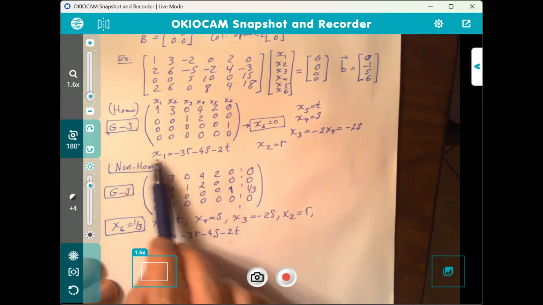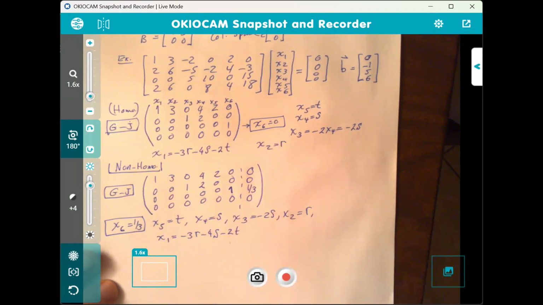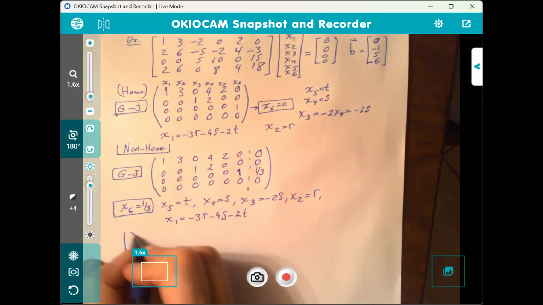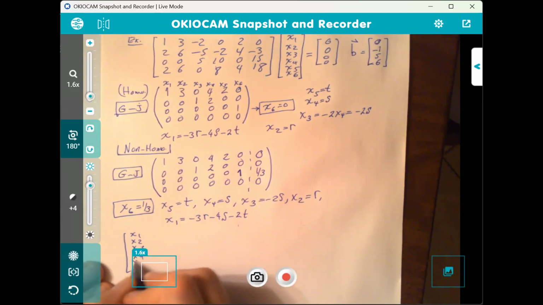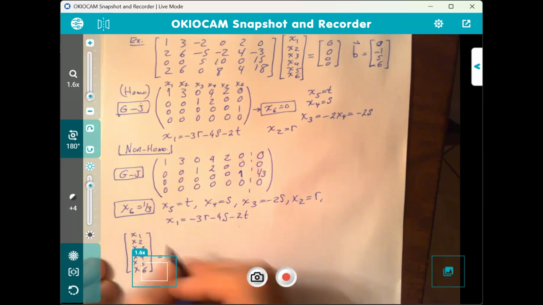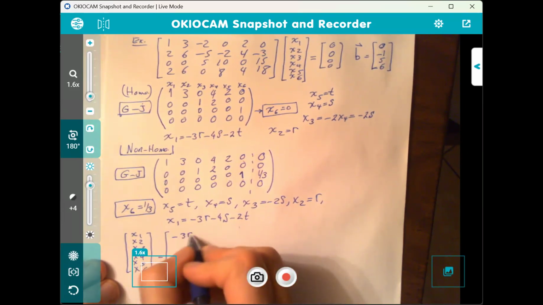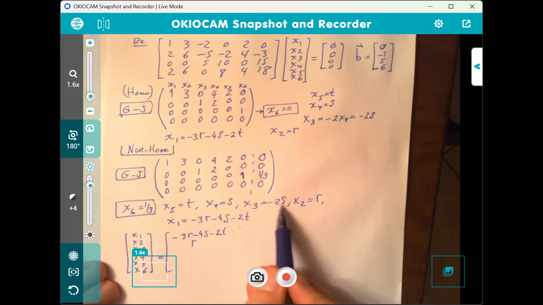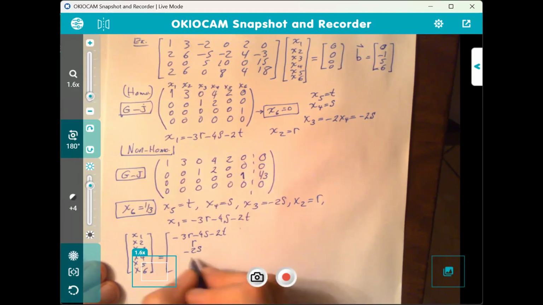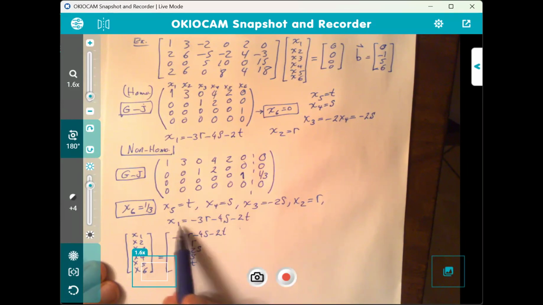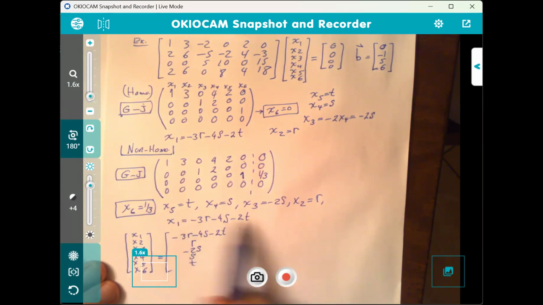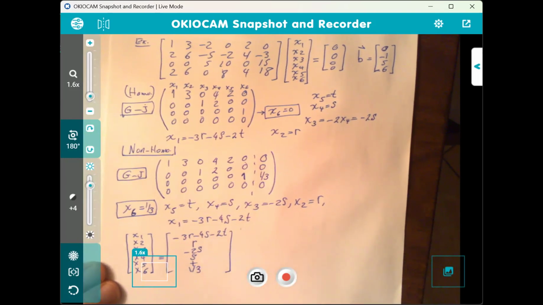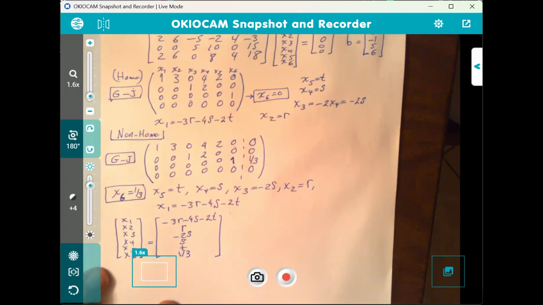So notice again, the solutions look almost identical. The only difference is x sub 6. So let's finish this off. Therefore, the solution to x sub 1, x sub 2, x sub 3, 4, 5, 6 is going to be -3r, -4s, minus 2t. And then I have r, that's x sub 2, x sub 3 is -2s. And s, and then t, and 1/3. X sub 6 is 1/3. Right? That's the solution to the non-homogeneous system.